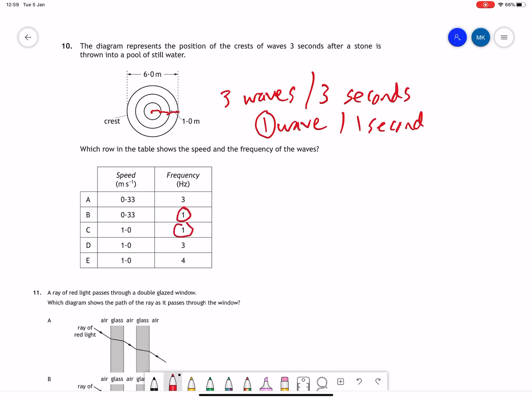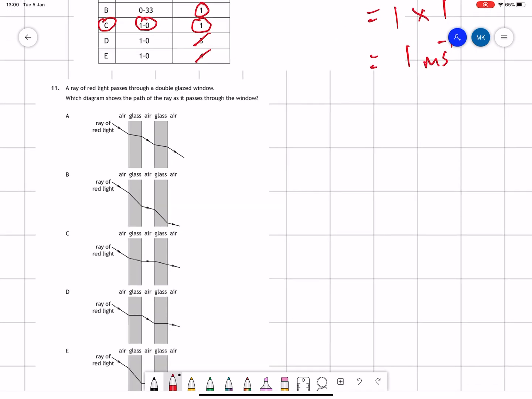So we've narrowed it down to B or C. And the final part is the speed. Speed is distance divided by time, or speed equals frequency times wavelength. You have the frequency, which is 1, and the wavelength, it already tells you here, the distance in there is 1 meter. So it's 1 times 1, 1 meter per second. So it should have been 1 and 1 you were looking for. So the answer is C. 1 mark.